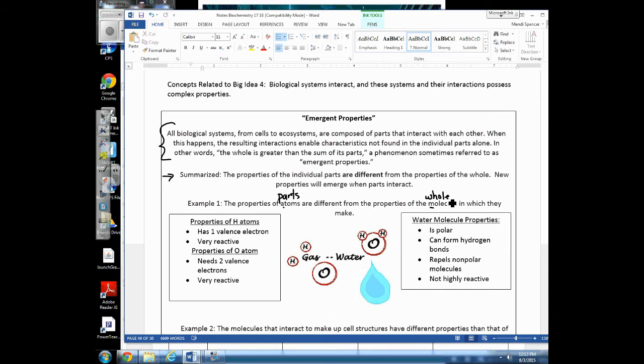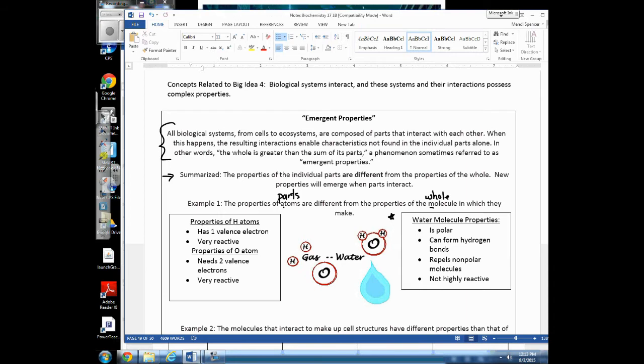When they come together to form the whole, to form the water molecule, that water molecule has properties that are completely different from the parts. So it's like these properties emerge in the whole. So some properties of water we discussed is water is polar. It can form hydrogen bonds with other molecules, other polar molecules. It repels nonpolar molecules, and it's not highly reactive. So again, if you look at these properties of the whole, you're going to see that these properties are not found in the individual parts. And these properties only emerge by the interaction of these individual parts.